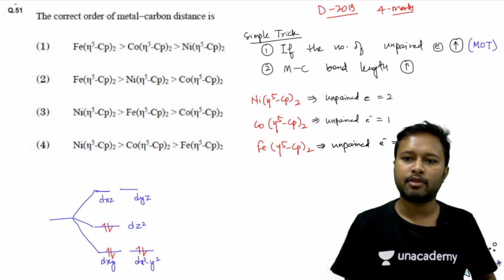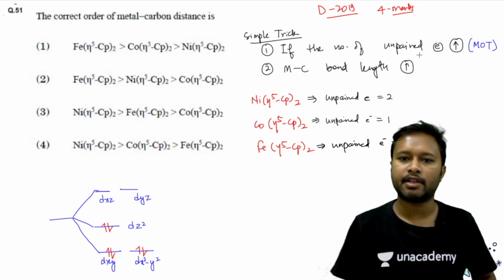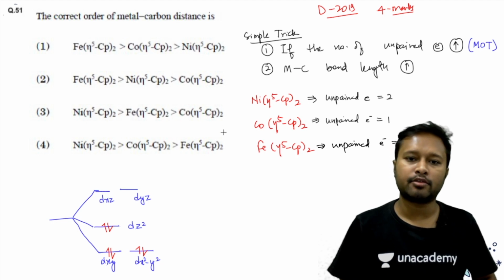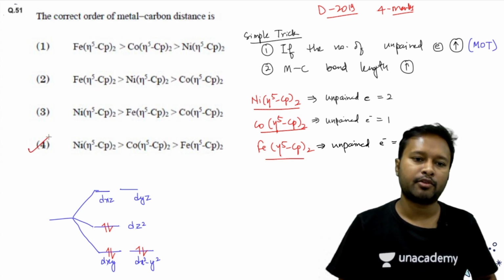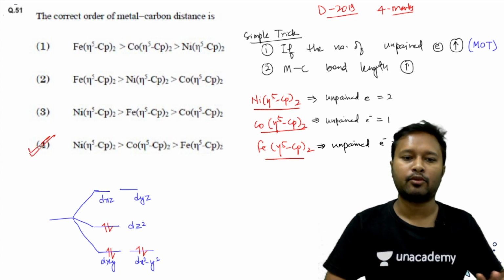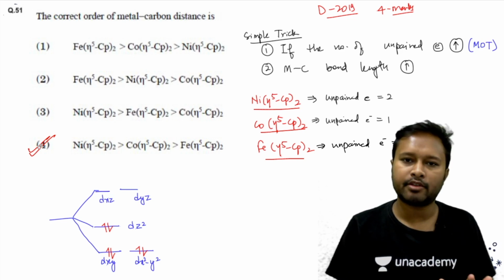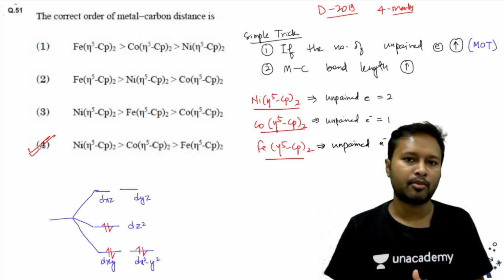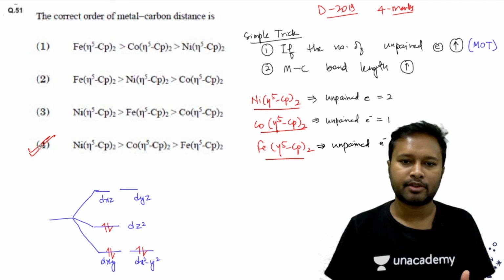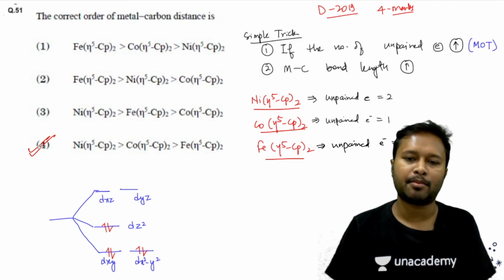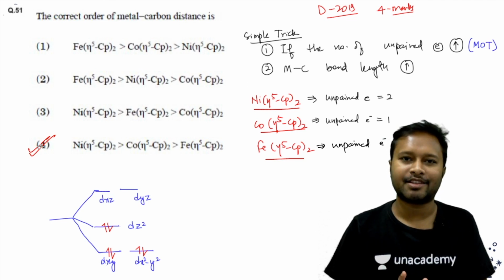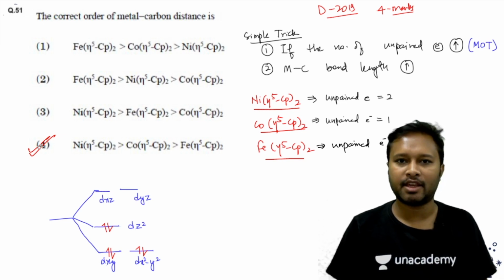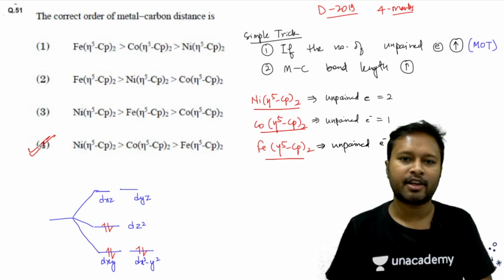Now as I told you, as the number of unpaired electrons increases, metal carbon bond length also increases. So the highest bond length will be in the nickel complex, then cobalt complex, and then iron complex. Your correct option is option number 4. So like that, you can do any question which is asked on the basis of metal carbon bond length if you are given a metallocene. This is the basic concept which you can apply to solve questions like this. All right. So I hope this was much clear to you. You guys understood well how we have done this. Now let's go for the next question then.